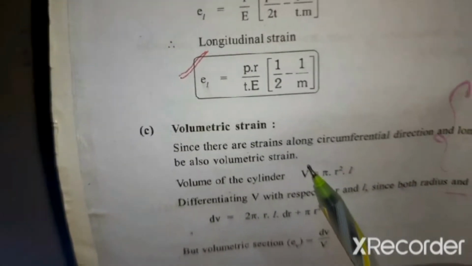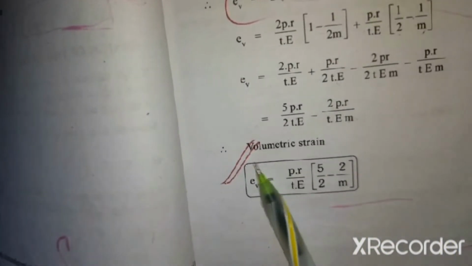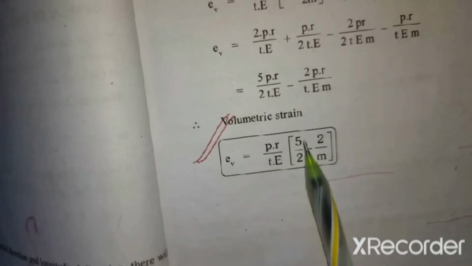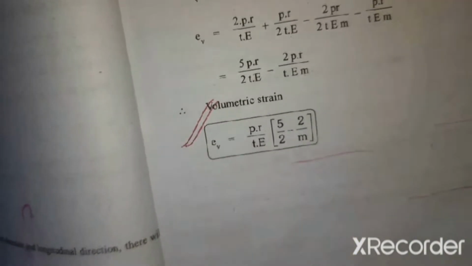And we have the third formula, volumetric strain. Here we go for the final formula. Volumetric strain EV equals PR by TE in bracket 5 by 2 minus 2 by m. These are the topics and the formulas we have learned in this session.